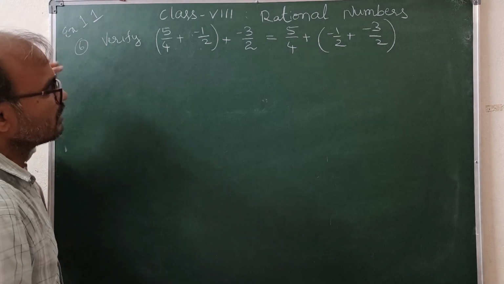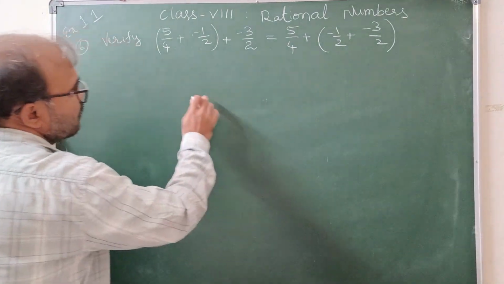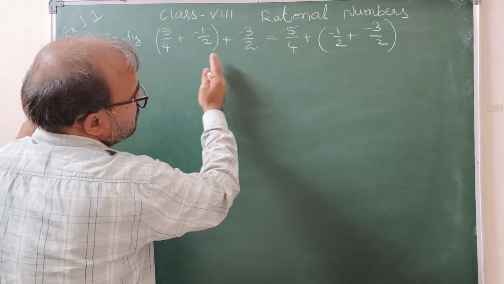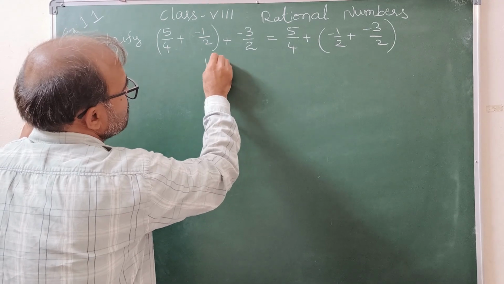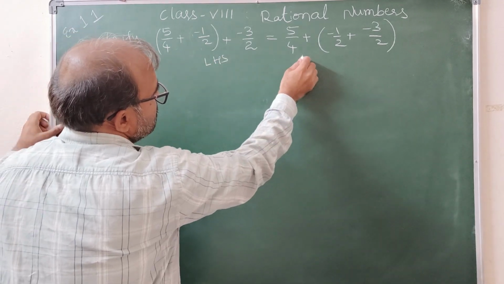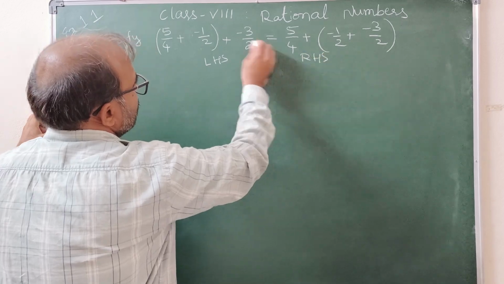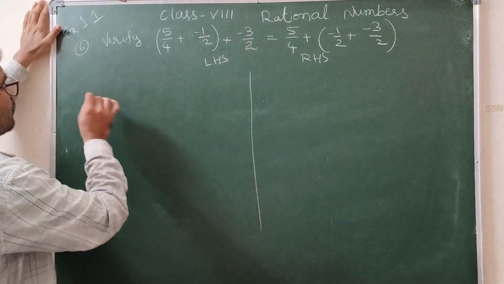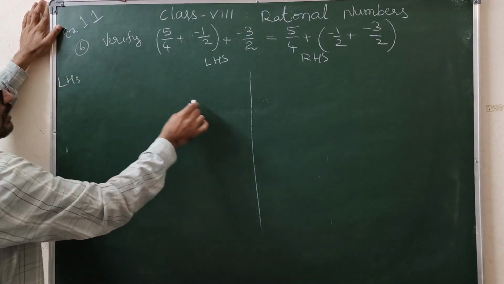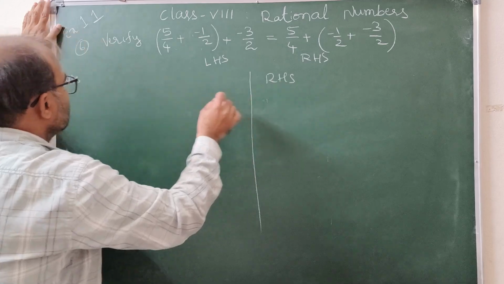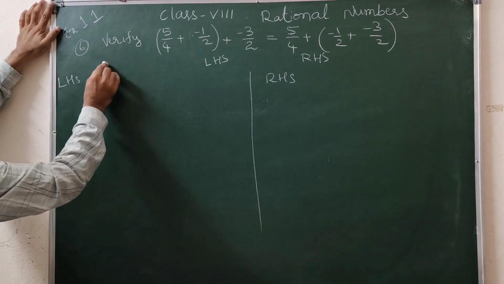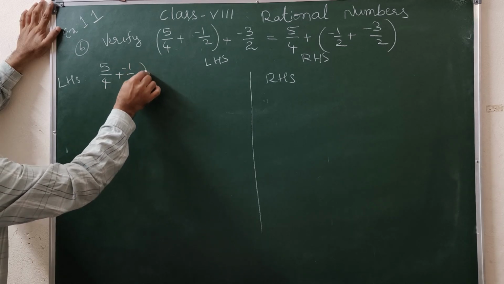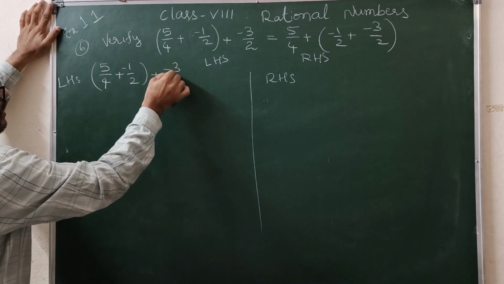Right? So when they ask you to verify, for the equals symbol, whatever is on the left side we consider as the left hand side, LHS, and the right side as RHS. We should not go on simplifying on both sides together. So we have to consider LHS and RHS separately, right? So what is LHS? 5 by 4 plus (minus 1 by 2 plus minus 3 by 2).